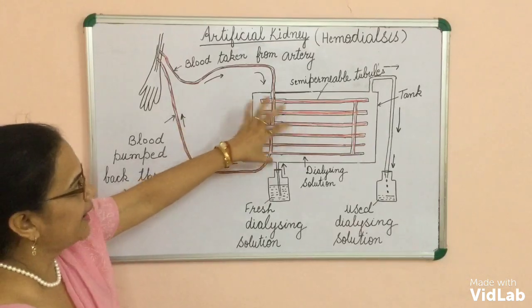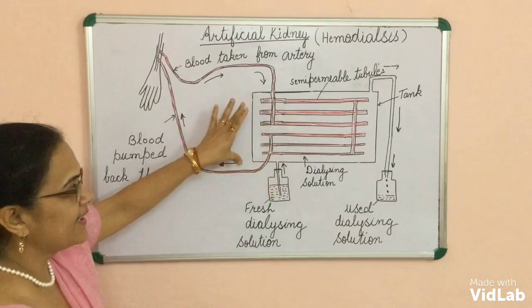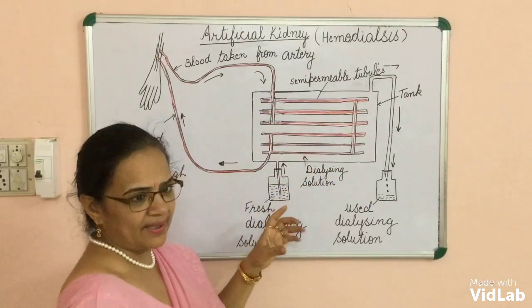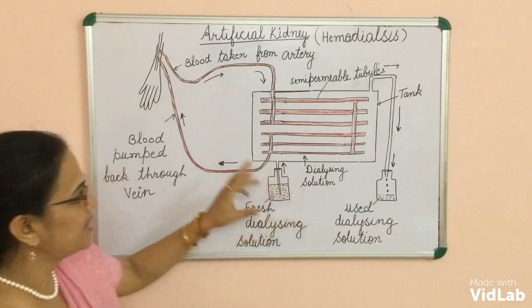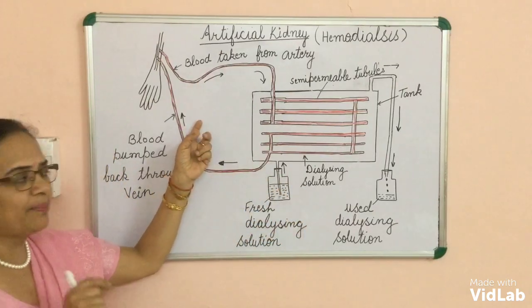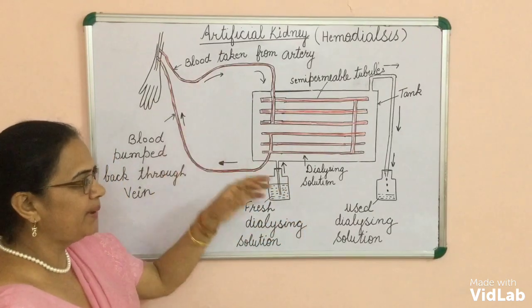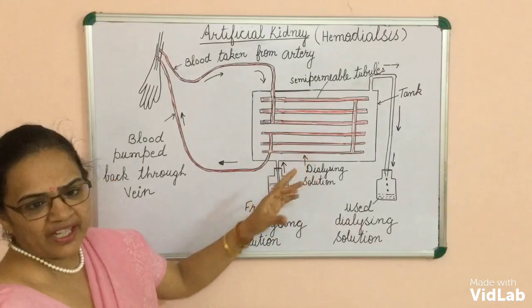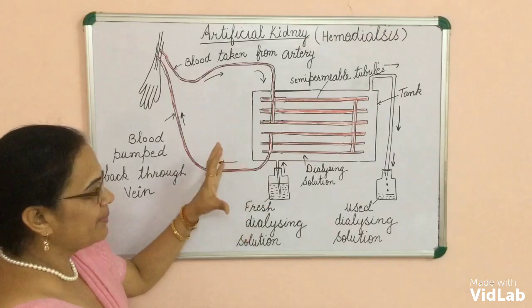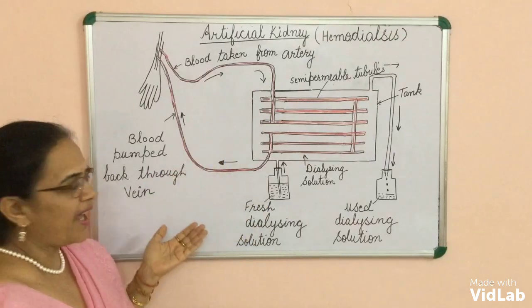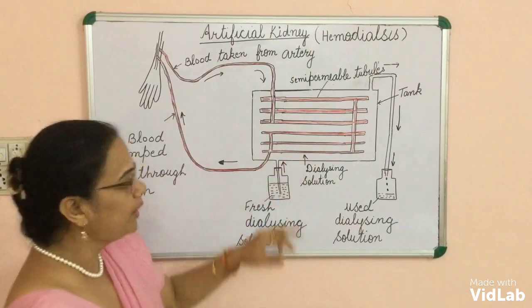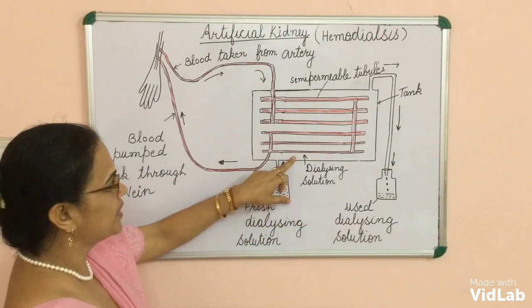This is the dialysing tank. In that tank, dialysing solution is present. This dialysing solution has the same osmotic pressure as that of the blood. That means it has the same composition as blood, but nitrogenous waste materials are not present in the dialysing solution.